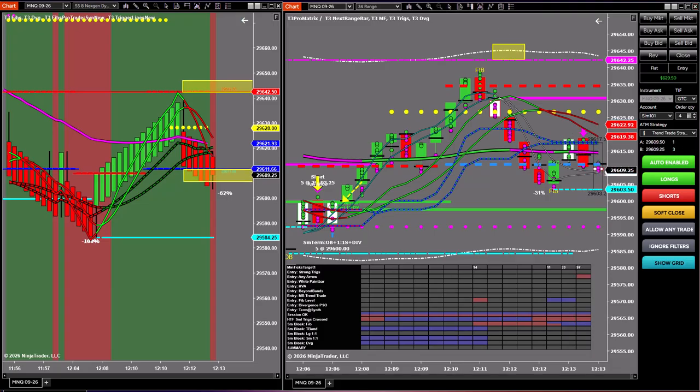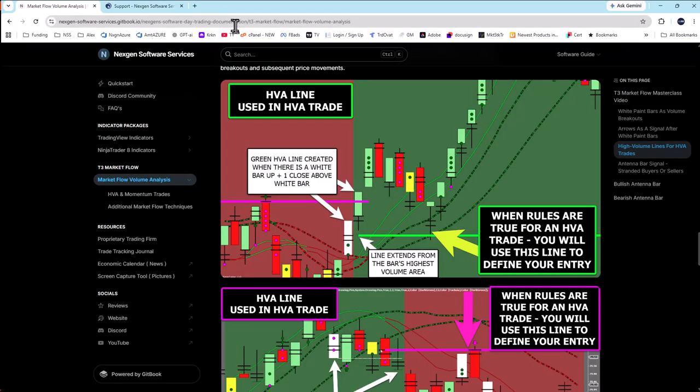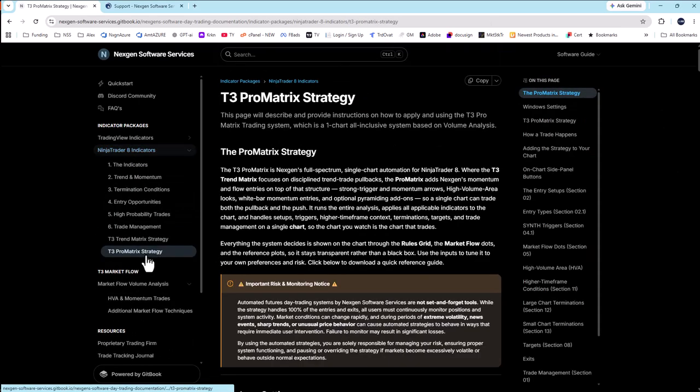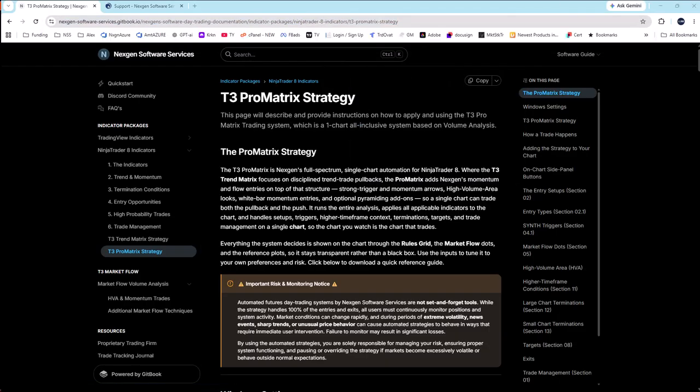Are we discussing the live program? We are discussing next-gen software services, automated trading systems. This is what we're discussing: market flow systems. We're mostly discussing this ProMatrix strategy today. That was the purpose. This is not the prop space. Wrong business for this room. This room is next-gen software services. It has nothing to do with prop space.